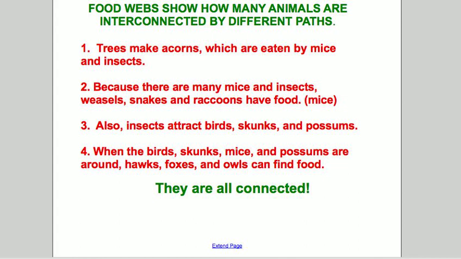Food webs show many animals are interconnected by different paths. 1. Trees make acorns, which are eaten by mice and insects. 2. Because there are many mice and insects, weasels, snakes, and raccoons have food. 3. Also, insects attract birds, skunks, and possums. And 4. When the birds, skunks, mice, and possums are around, hawks, foxes, and owls can find food. They are all connected.